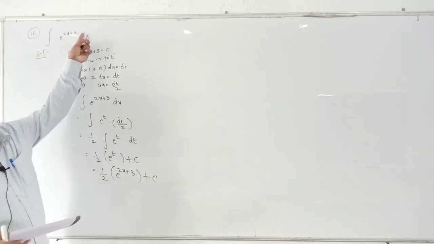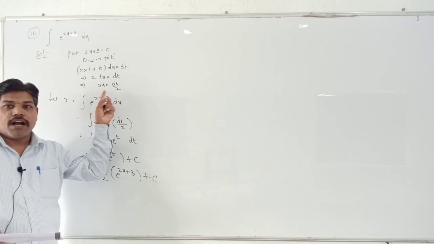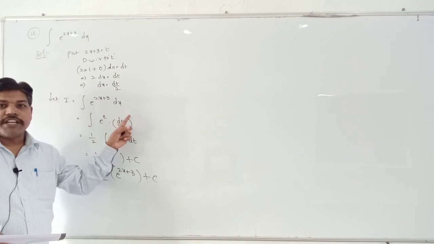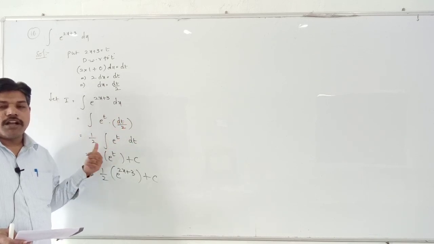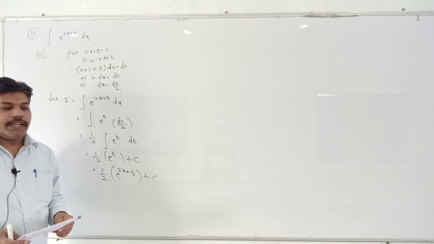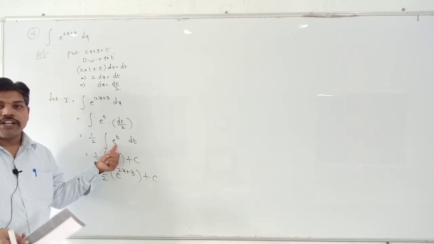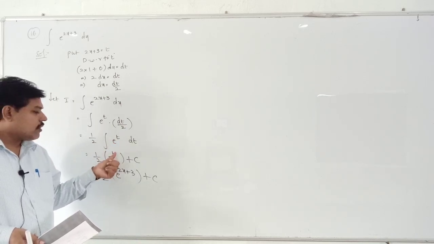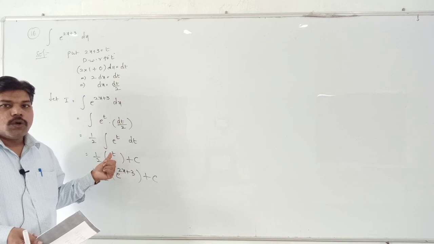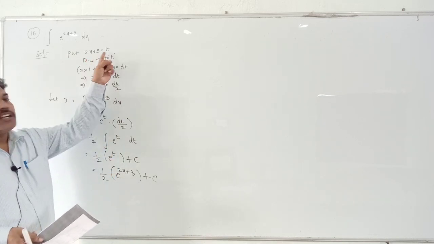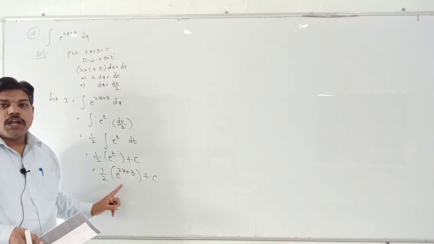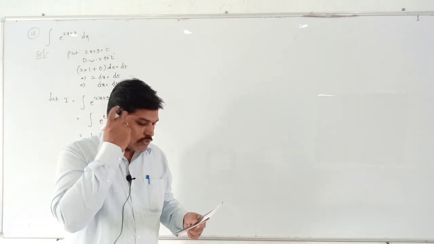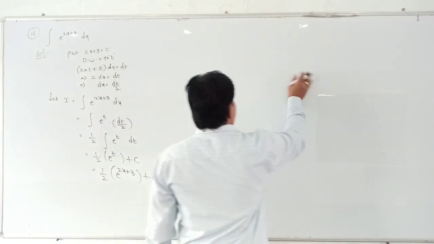So easy question. 2x plus 3 is equal to t. Automatically dx value will become dt by 2. So after getting the dt by 2, you just replace that value, integral of e power t into dt by 2. So take this 1 by 2 out, it will become integral of e power t into dt. So integral of e power t, already know that integral of e power x is e power x. So e power t integration is e power t only. So in the place of t, just replace the value. What is the t value? T value is 2x plus 3. Replace that value here, 1 by 2 into e power 2x plus 3. Do you understand, students?